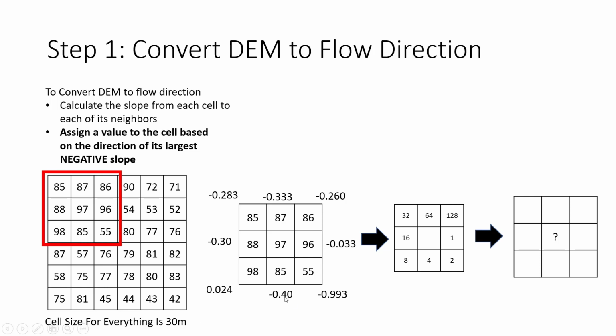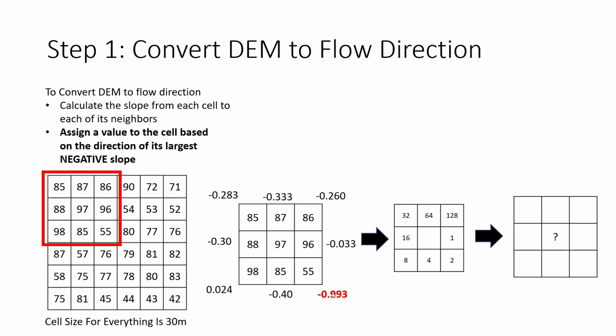Well, the most negative slope in this case is going to be the negative 0.993, meaning that it's going to go from the center pixel down and to the right, right? So this value here is our most negative, our largest negative.